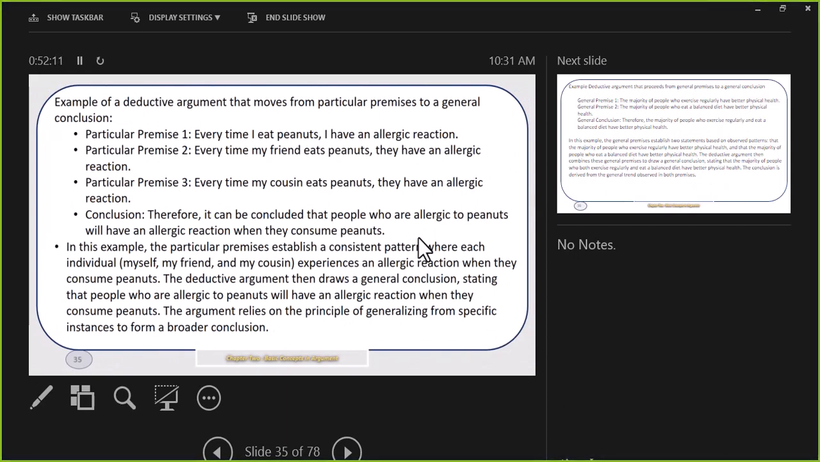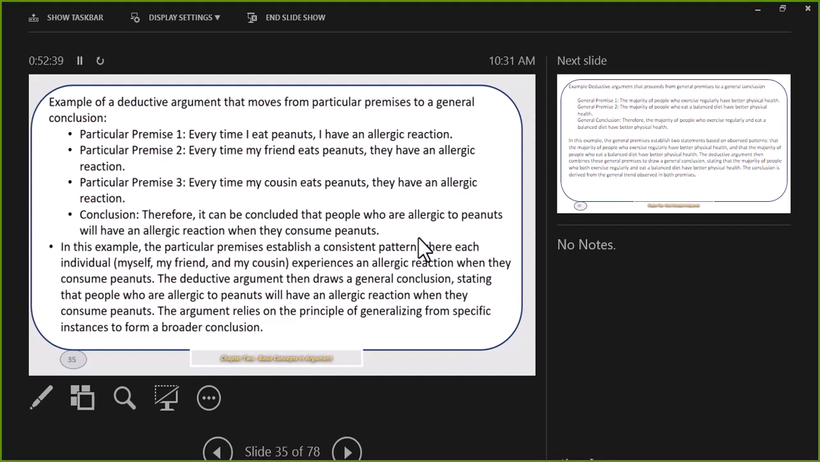For example, every time I eat a peanut, I have an allergic reaction. Every time my friend eats a peanut, they have an allergic reaction. Premise 3, every time my cousin eats peanuts, they have an allergic reaction. Therefore, it can be concluded that people who are allergic to peanuts will have an allergic reaction when they consume peanut. It can be taken as a deductive argument that proceeds from what? Particular premise to general conclusion. But it's taken as a deductive argument.